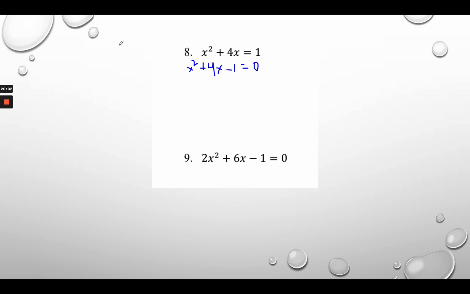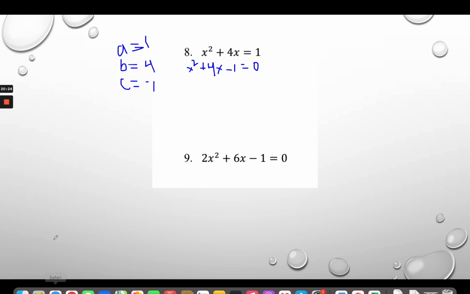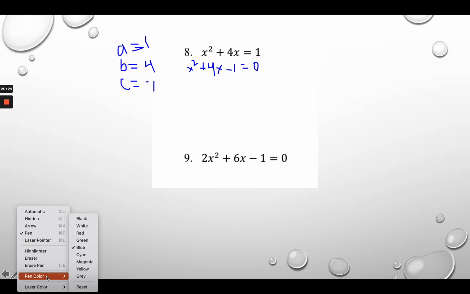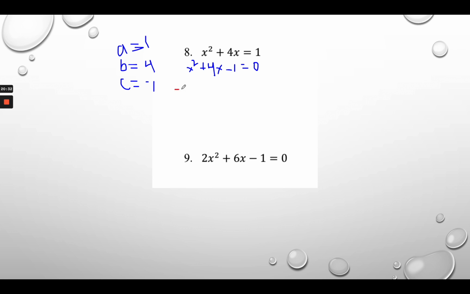And now I need to identify A, B, and C. So A is equal to 1, B is equal to 4, and C is equal to -1. So if there's nothing in front of the x squared, it's 1, okay? Okay, now we need to substitute it into the quadratic formula, okay? So we must remember that this is the quadratic formula.